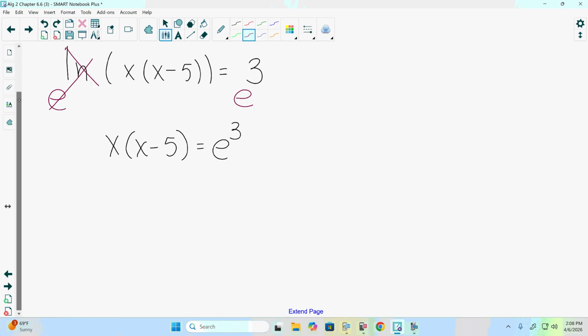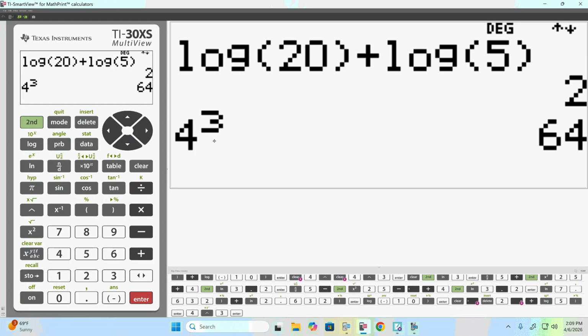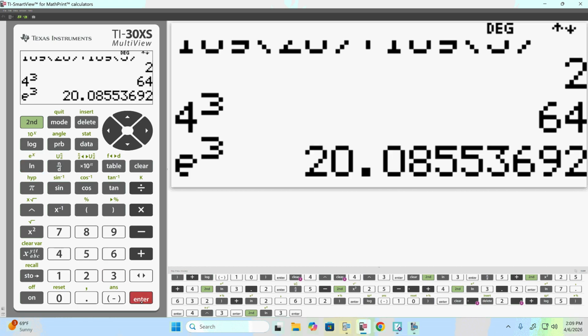Now we do need to find the product on the left-hand side. We're going to distribute this here. X times x is x squared. X times negative 5 is negative 5x. Now we need to figure out what e to the third is. So I can grab the calculator, second ln 3. It tells me it's 20.08553692. Again, e is an irrational number, so e to the third power is still an irrational number.